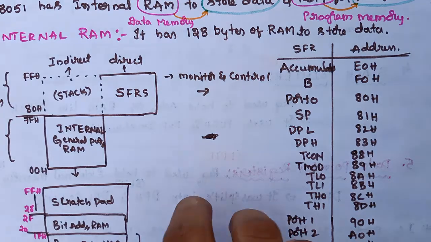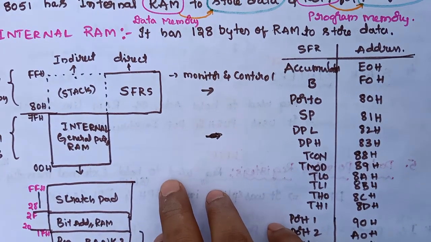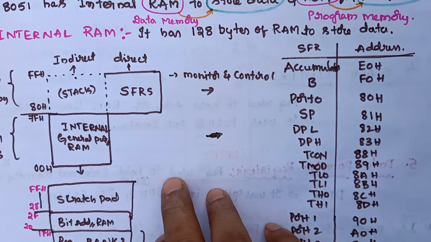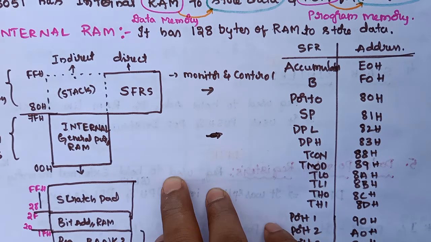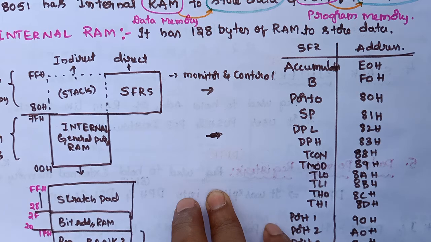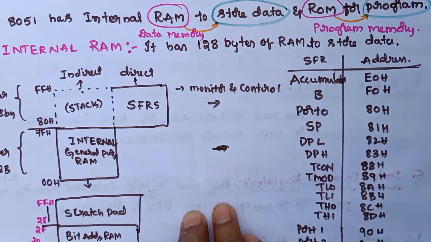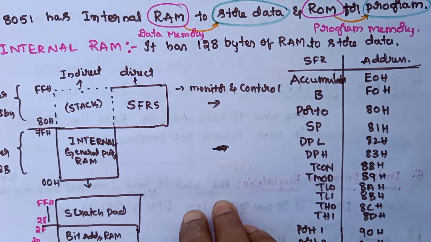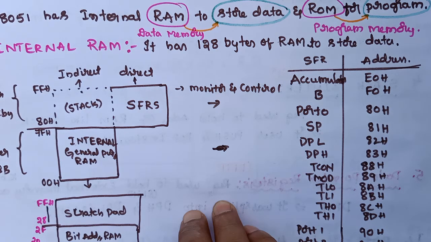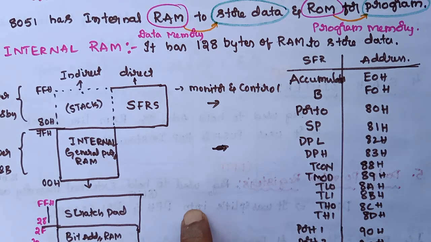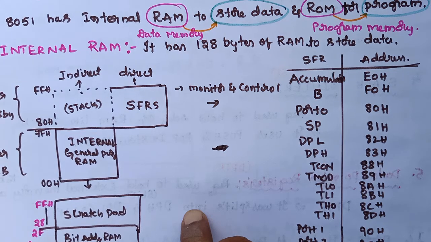But in a few applications we require more memory locations, that is RAM, because 128 bytes is not enough to perform some specific applications. During that time you can extend the capacity of the RAM by interfacing an external RAM chip to the 8051. So let us see how to interface the RAM chips to the microcontroller.